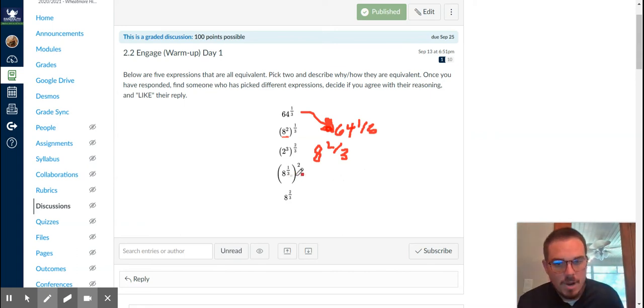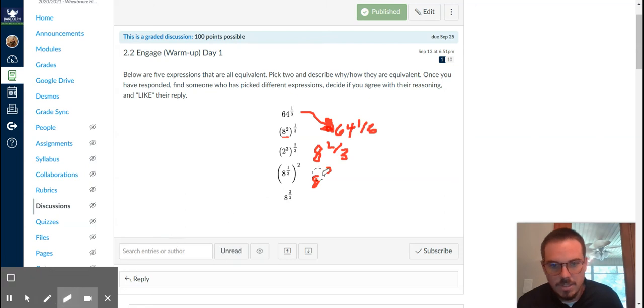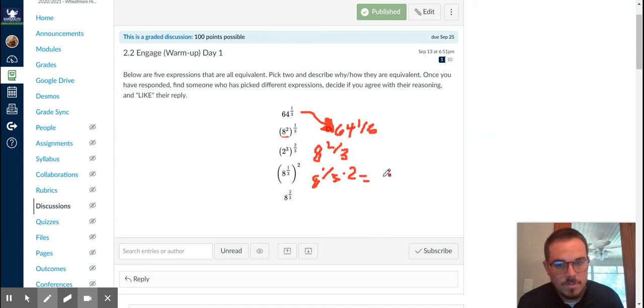And remember, power of a power means to multiply the exponents. So really, that's going to be 8 to the power of 1/3 times 2. Let me erase again. I got a little ahead of myself. 1/3 times 2 ends up being 2/3. So that's 8 to the power of 2/3, which is equivalent to the one before it.